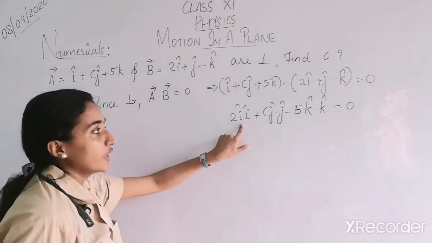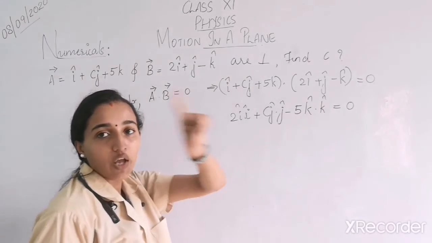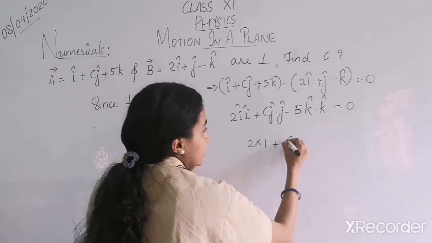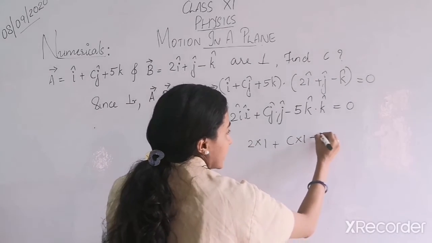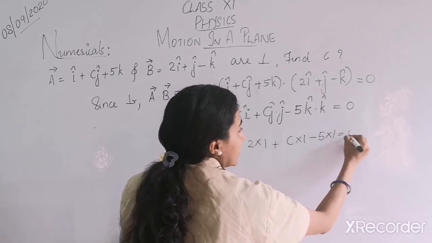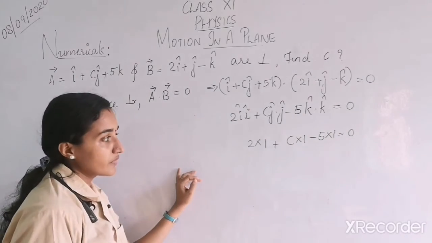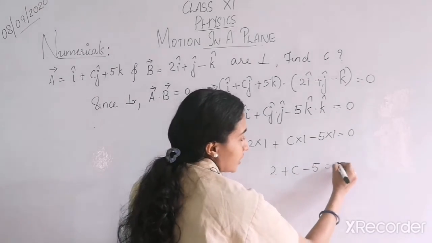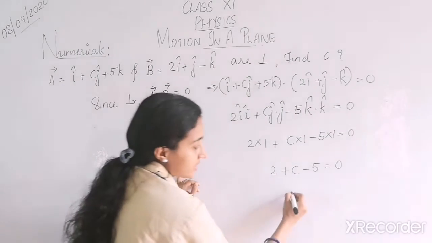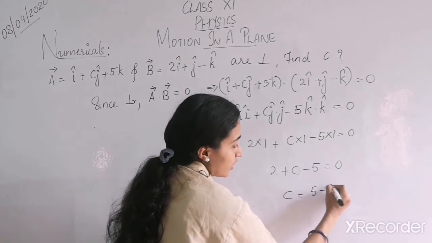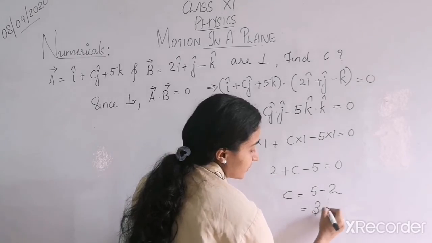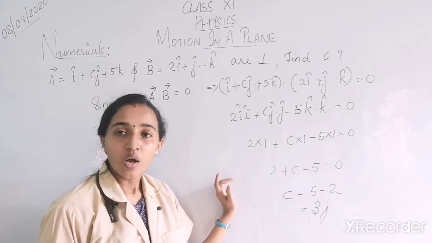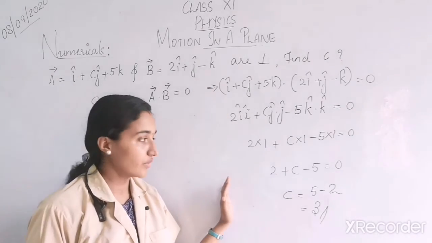Now can you solve it? i dot i, j dot j, k dot k value will be 1. So it will be 2 into 1 plus c into 1 minus 5 into 1 will be equal to 0. Now 2 plus c minus 5 will be equal to 0, or c is equal to 5 minus 2, that is equal to 3. Got it? This is how you are going to solve questions with respect to your properties when conditions are given.